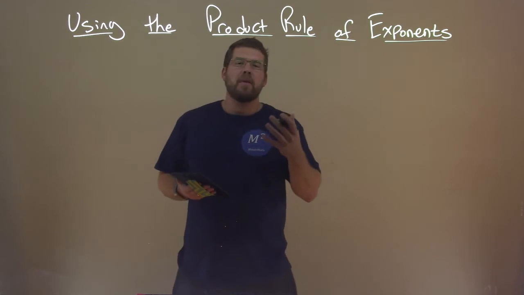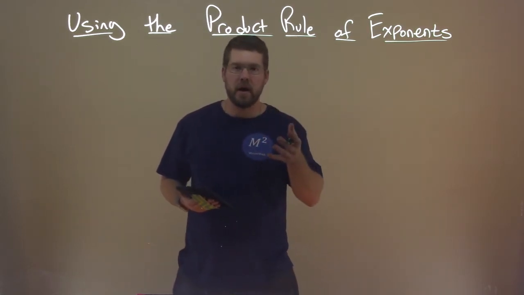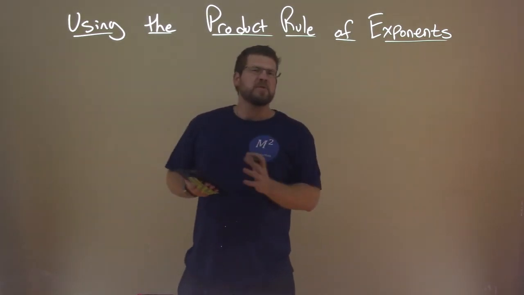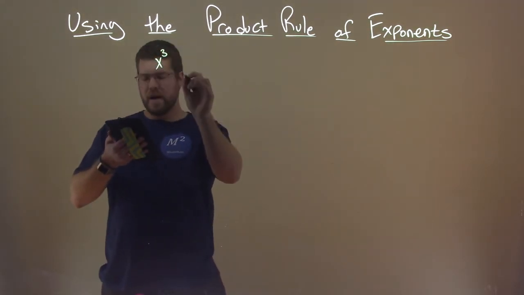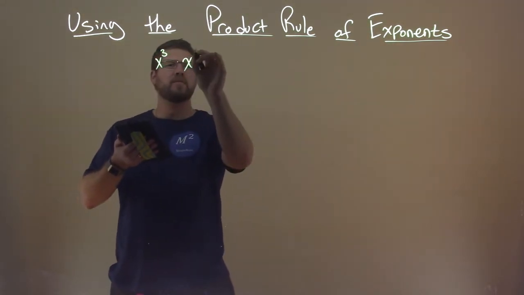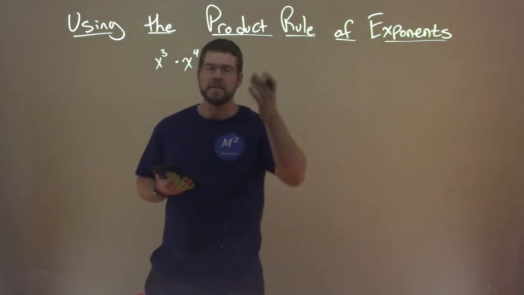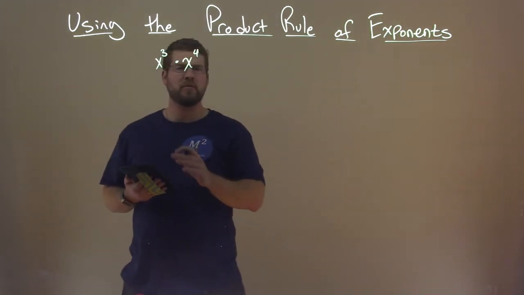When we think about the product rule, you should think about multiplication. That's the product. And we have exponents involved. So let's first go through a little example. If we have x to the third power times x to the fourth power, here we have multiplication, product, and we have exponents, right? So we're going to use the product rule here. So let's break down what it is.